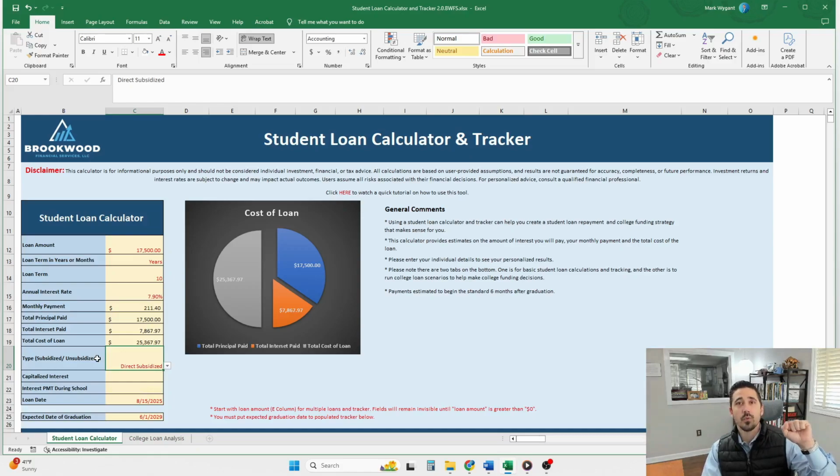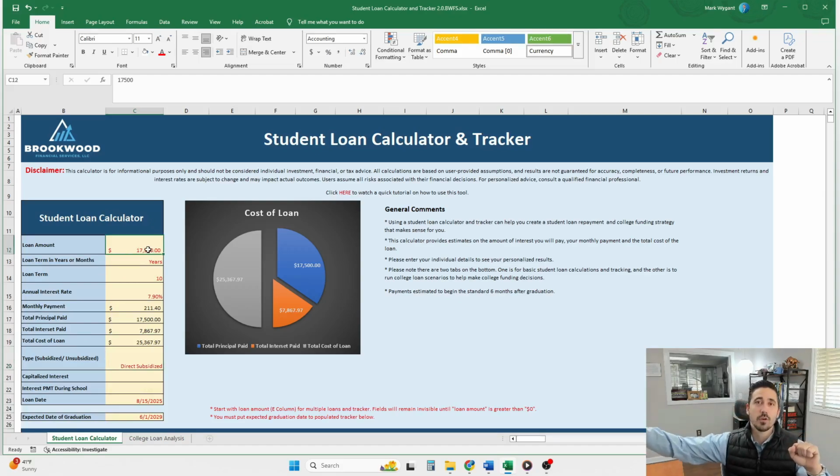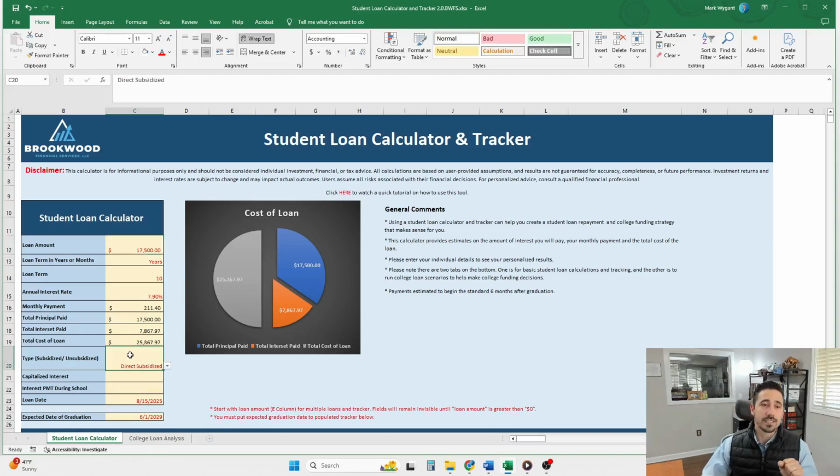Subsidized loans, which means the government is actually paying the interest while you're in school and during your grace period. So no interest is being accrued, and it won't be capitalized at the end of your school and grace period. So when you graduate, you're only going to have to pay the original amount of the loan back for whatever that loan period is. Let's call it 10 years. Okay. Major differences with unsubsidized.